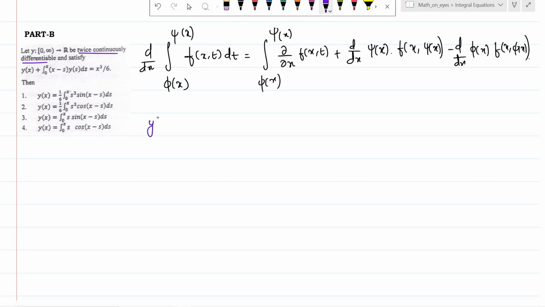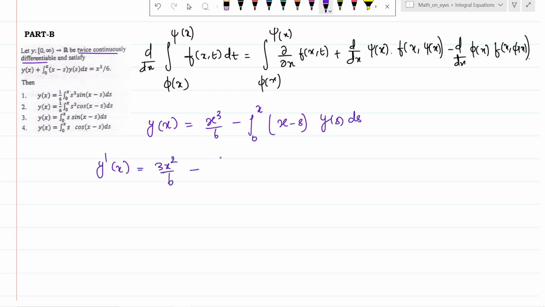So I am going to take the differentiation of this integral equation. y of x is equal to x cube by 6 minus the integral 0 to x of (x minus s) into y of s ds. So y dash of x is equal to 3x squared by 6 minus the integral 0 to x. When I take the differentiation with respect to x, I'll have this as y of s ds. This part will become 1, right? s is a constant here, so s will become 0. Differentiation of x will give you 1. And then you have negative outside.